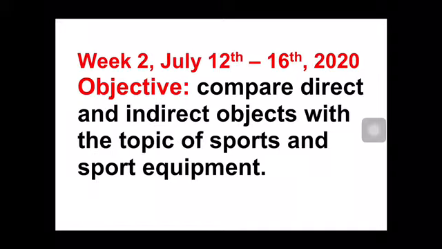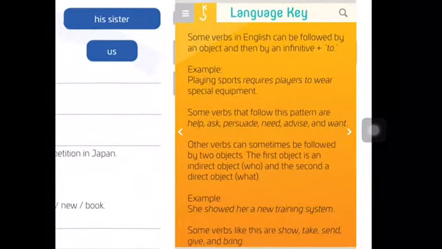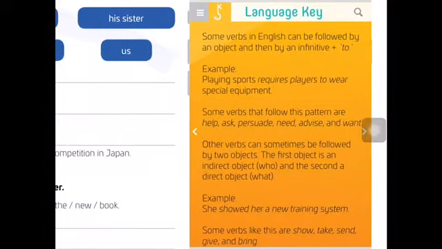The year is 2020. Our objective is to compare direct and indirect objects with the topic of sports and sport equipment. Okay, page 63. Here we can find the language key. It is very important for you to check this language key. Here you can find the topic of the direct and indirect questions. So please analyze this language key.